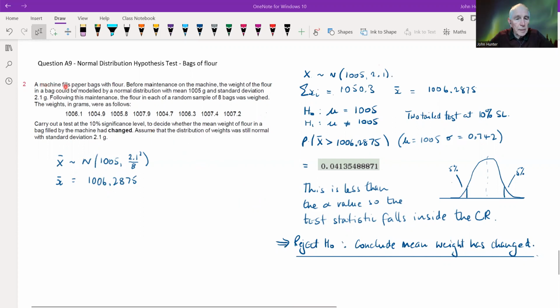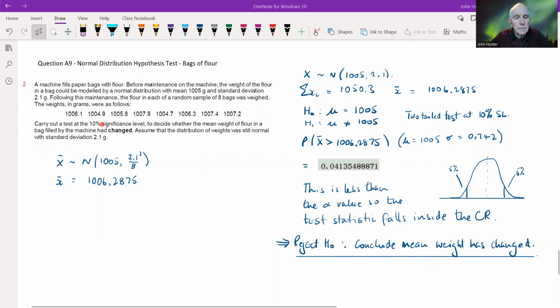A machine fills paper bags with flour. Before maintenance on the machine, the weight of the flour in a bag could be modeled by a normal distribution with mean 1005 and standard deviation 2.1, both in grams. Following this maintenance, the flour in each of a random sample of 8 bags was weighed. The weights in grams were as follows. We've got a list of numbers here.